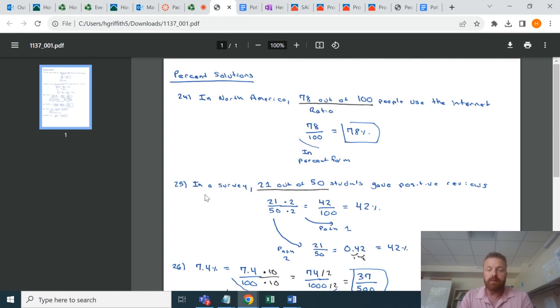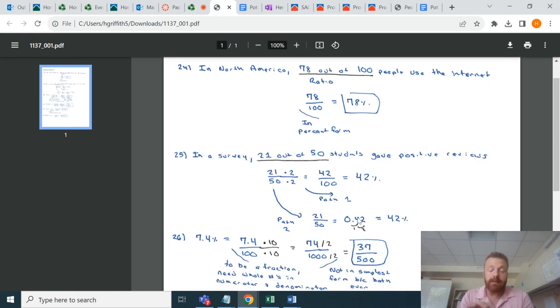For question 25, we're told that in a survey, 21 out of 50 students gave positive reviews. Again, our eye goes immediately to the 21 out of 50, a portion of that statement, which can be written as a ratio, 21 to 50, 21 in the numerator, 50 in the denominator. We say, well, why isn't this an easy problem like the one that we just did? Well, the main disadvantage that we're facing is that the original denominator, 50, isn't 100. We want it to be 100.